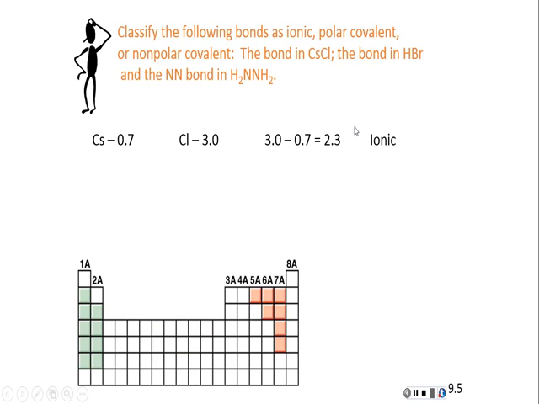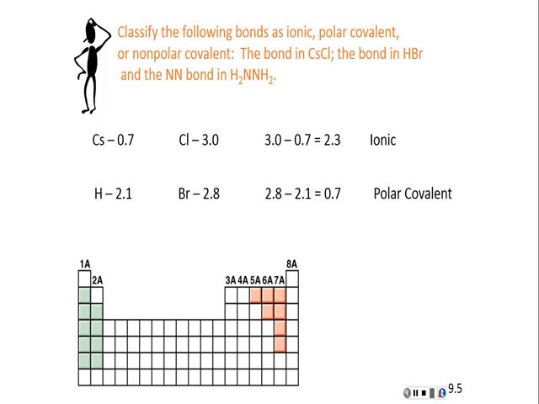Now we would have known that anyway because cesium is a metal. It's way down here, down near the bottom. And chlorine is way over here, a non-metal. So that just reinforces what we already suspected. Now if we take a look at the second one, HBr, we have hydrogen and bromine, and the difference is 0.7.